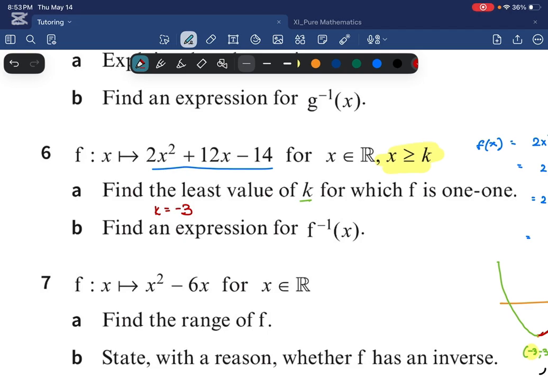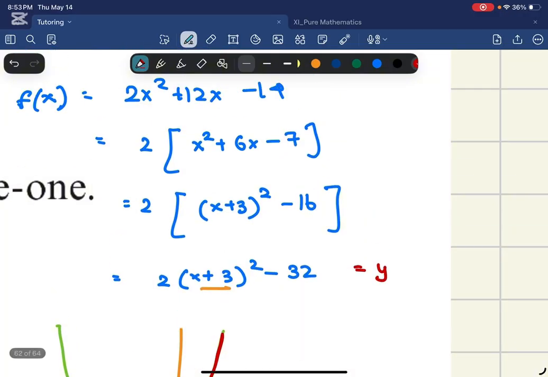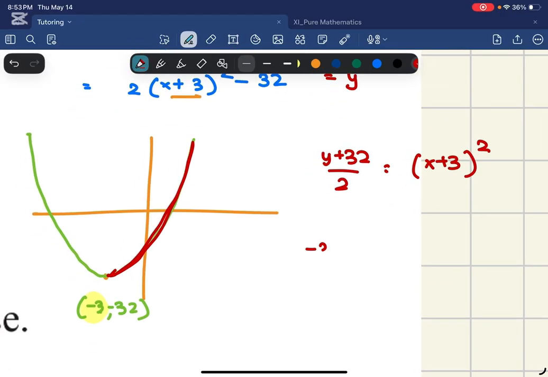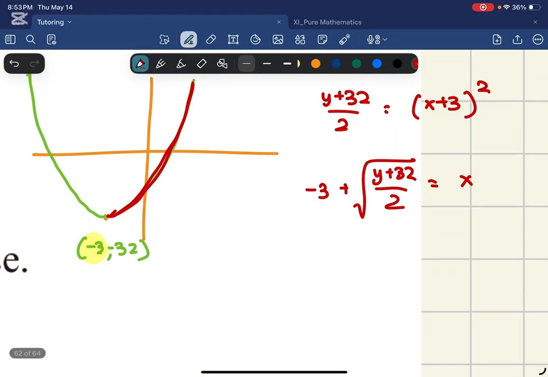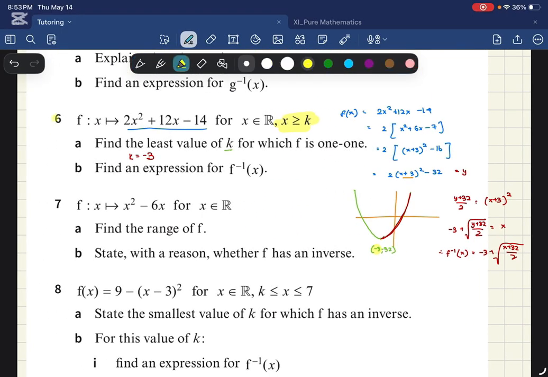All right. So find the expression for f inverse of x. So we're going to use this form. We're going to set f of x equal to y. So (y + 32)/2 is going to give me (x + 3)². And if you simplify, you get x = −3 + √((y + 32)/2). And you can conclude that your f inverse of x is just −3 + √((x + 32)/2). So I did it quickly, but I think you're used to the algebra by now.